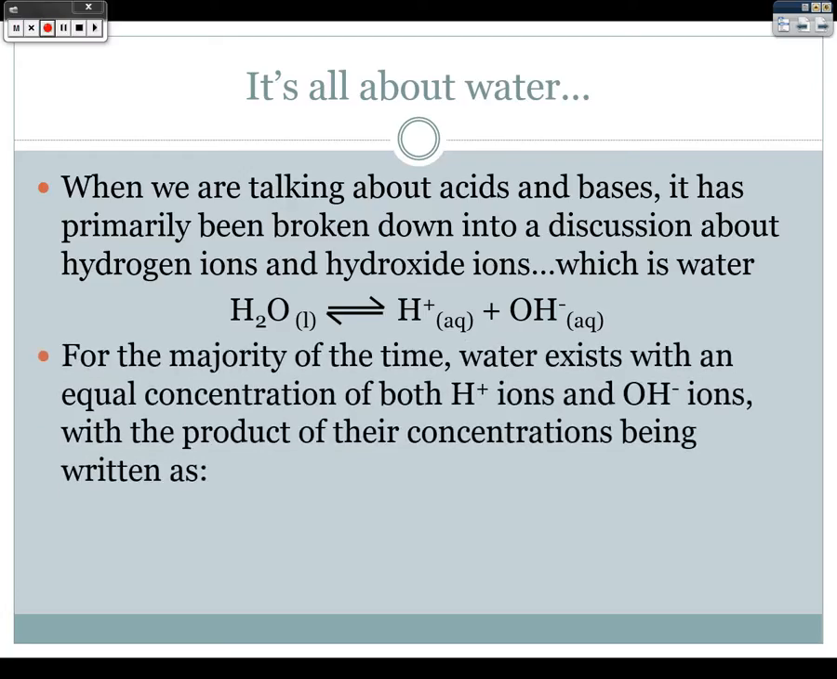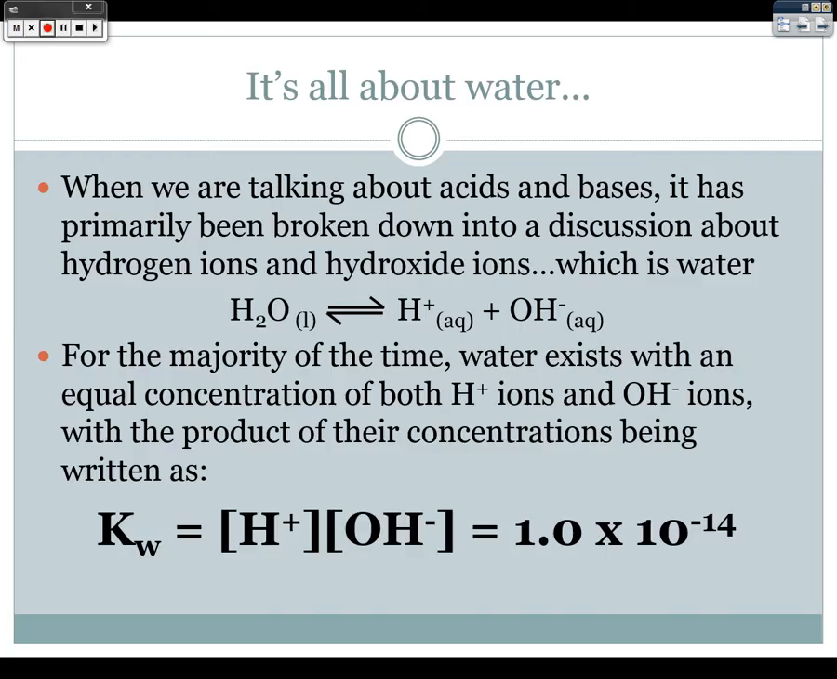For the majority of the time, water exists with an equal concentration of both hydrogen ions and hydroxide ions, with the product of their concentrations being written as Kw is equal to the hydroxide ion concentration times the hydrogen ion concentration, which is going to be equal to 1.0 times 10 to the negative 14. So this is another constant that we have. You know, we've had Ksp and Keq.